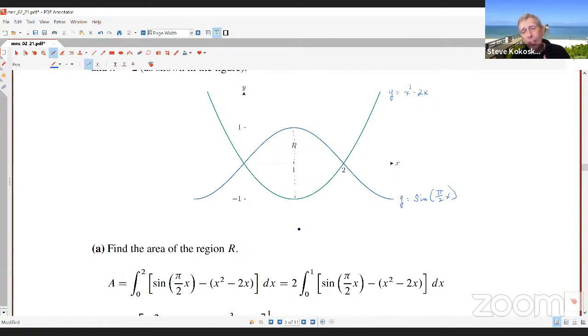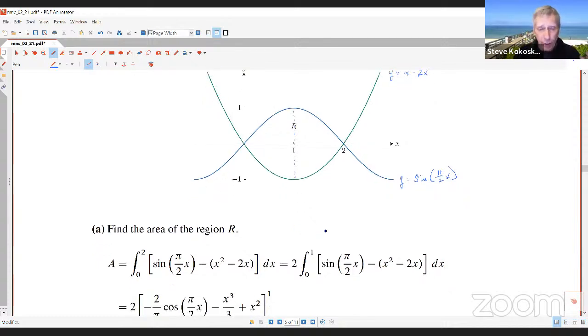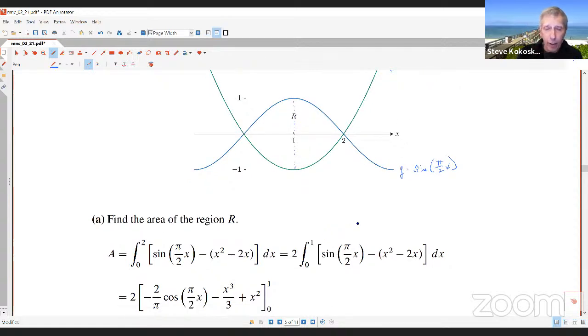Now, the way that I teach this is that I ask my students to find what I call the upper curve, the high curve and the low curve. And I ask them, there should be a definite integral from 0 to 2 of y high minus y low. The high curve is the sine curve. The low curve is the graph of this parabola. And so this would be the integral from 0 to 2, the high curve minus the low curve.